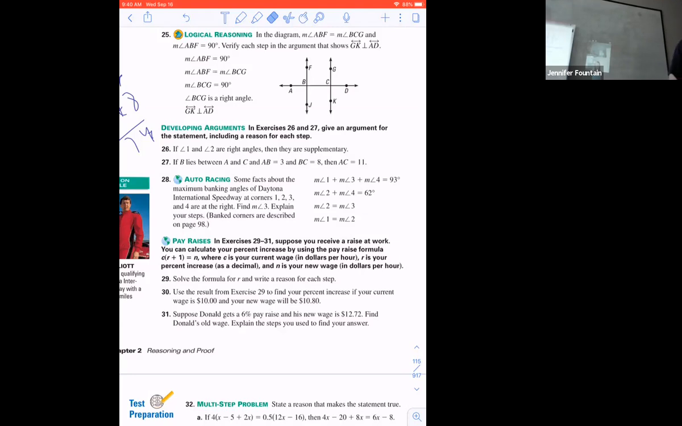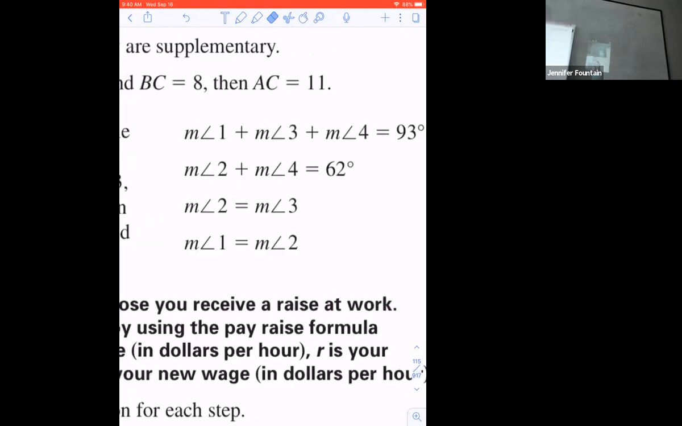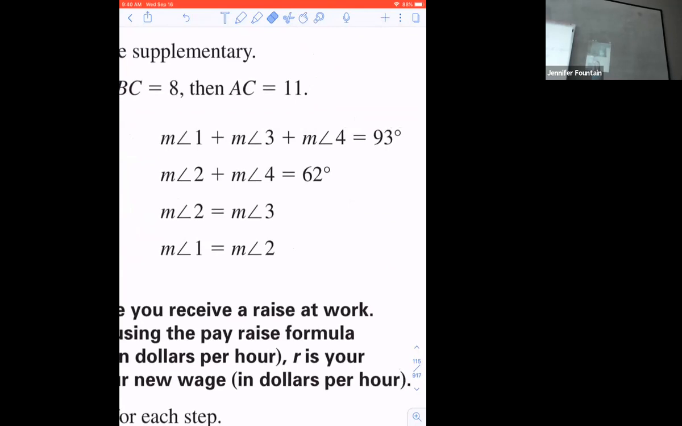28. Some facts about the maximum banking angles at Daytona International Speedway are given for corners 1, 2, 3, 4 on the right. Find the measure of angle 3. Explain your steps. Banked corners are described on page 98. If we look at what they've told us on the right-hand side, the measures of angle 1, angle 3, and angle 4 are 93 degrees. The measures of 2 and 4 are 62 degrees. 2 and 3 are equal. 1 and 2 are equal, okay?